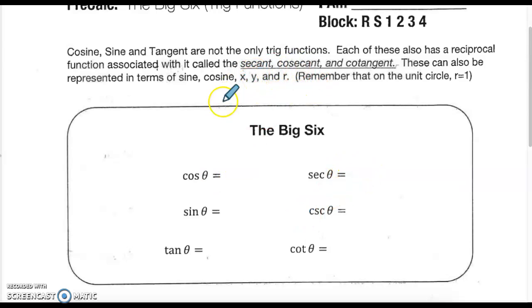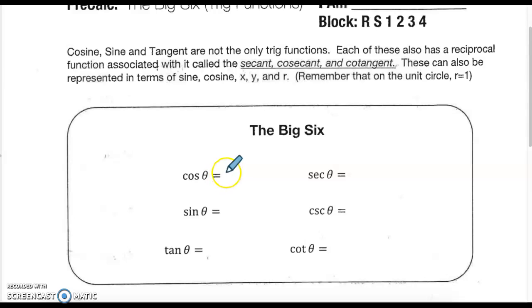So that means we can write all three of these in terms of cosine, sine, and tangent. We can also write them in terms of x and y on our unit circle. And if our circle is not a unit circle, so if our radius isn't 1, we can write it in terms of x, y, and r. So I'm going to walk through the whole process here.